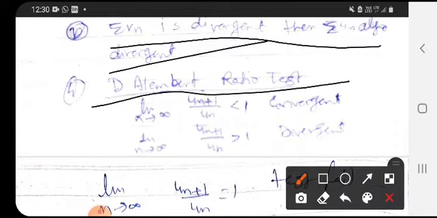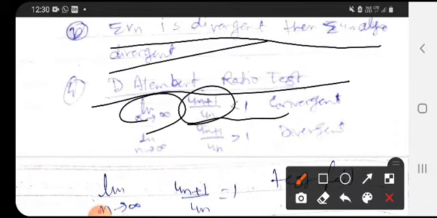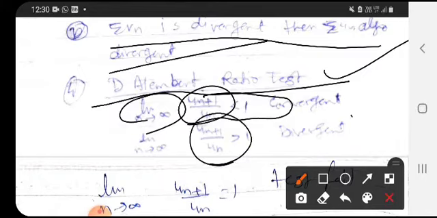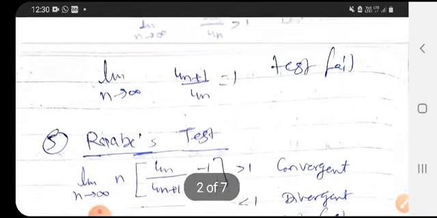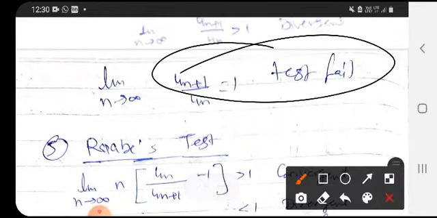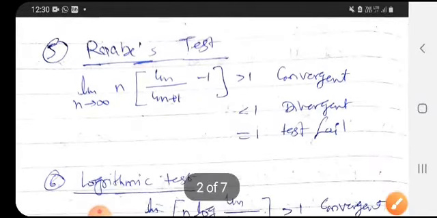D'Alembert ratio test. Limit n tending to infinity of un plus 1 upon un is less than 1, then the series is convergent. If un plus 1 upon un is greater than 1, then the series is divergent. Similarly, if un upon un plus 1 is less than 1, the series is convergent, and if un upon un plus 1 is greater than 1, the series is divergent. Understand these, student? If the limit of un plus 1 upon un is 1, then the test fails.